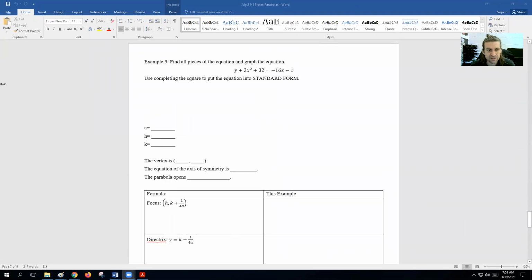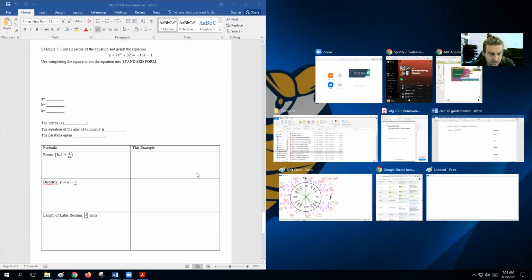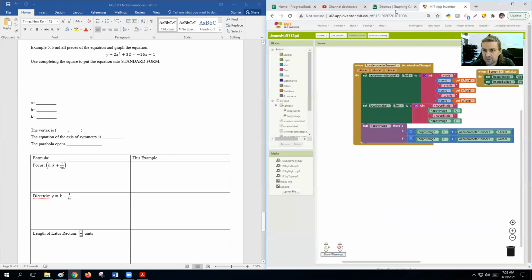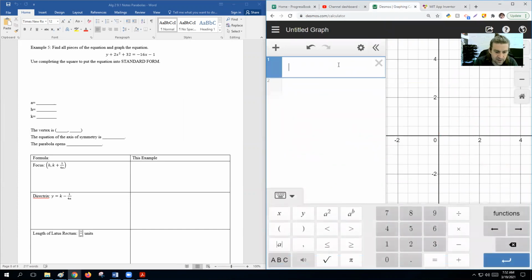And you know what I'm going to do? I'm going to try to split screen this as much as I can. Hopefully you guys can see it; I think that's about as large as I can make it here. But at the same time, we're going to have Desmos open to help us out. So I'm going to put this problem on here. We got y plus 2x squared plus 32 equals negative 16x minus 1.